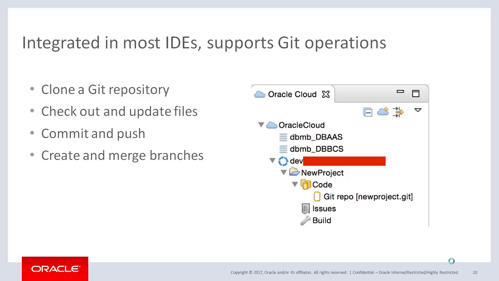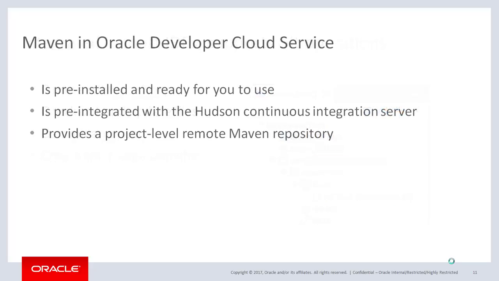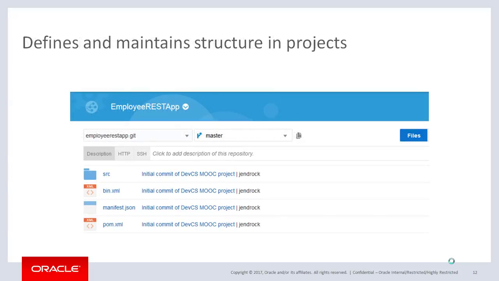That wraps up what Git does in the service, so let's move on to the other project management tool, Maven. In Oracle Developer Cloud Service, Maven is pre-installed and ready for you to use. It's pre-integrated with the Hudson Continuous Integration Server. It provides a project-level remote Maven repository for you to use from the start. Maven functionality centers around three areas in Oracle Developer Cloud Service.